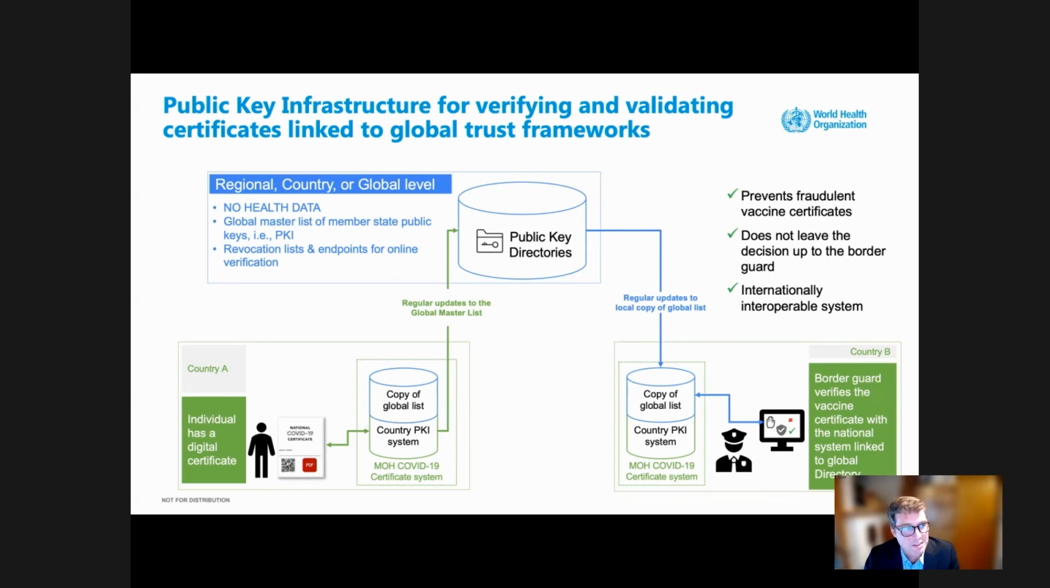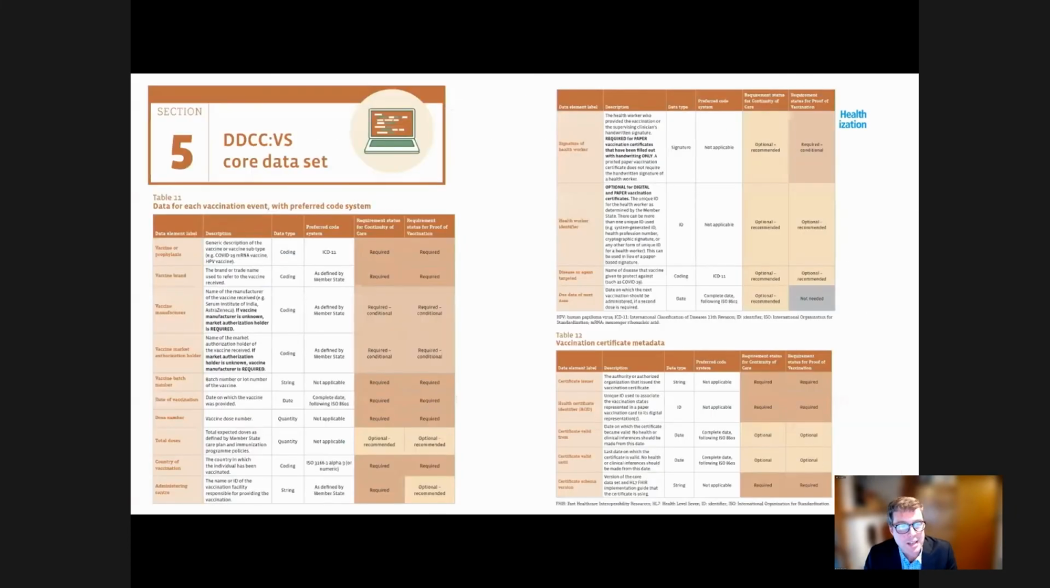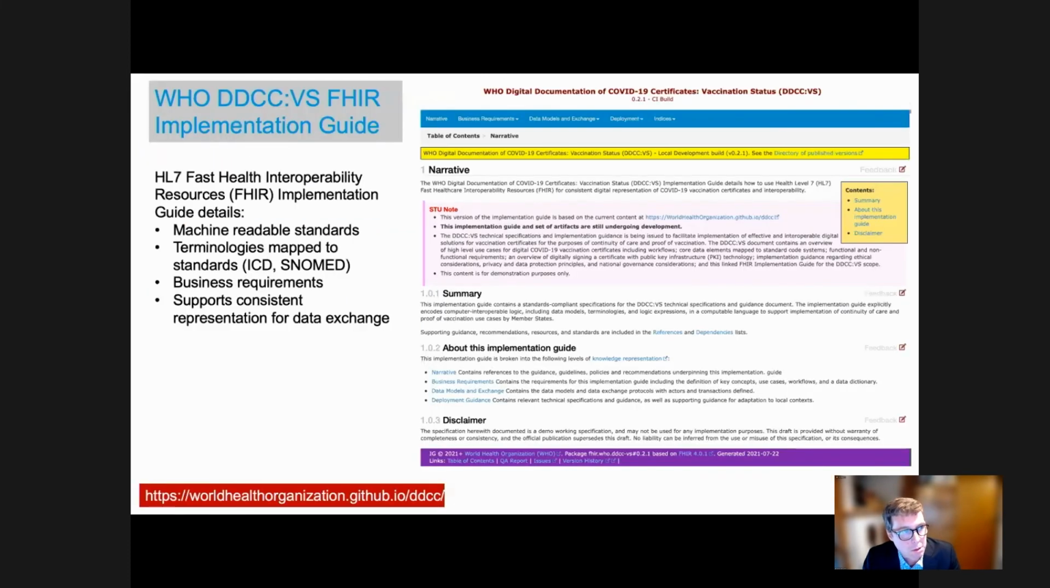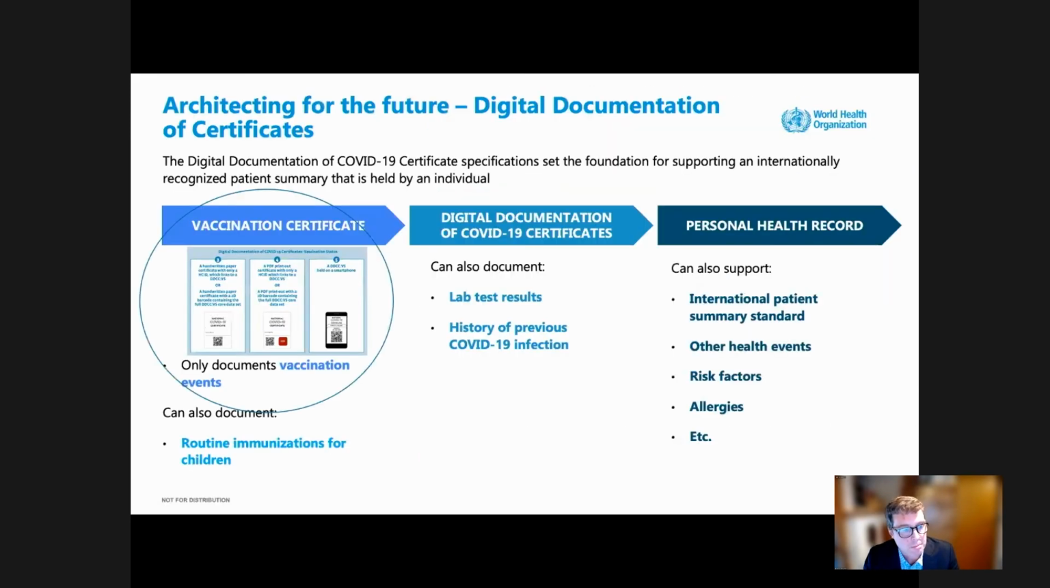We recognize that these systems at a global level should ensure privacy and only share relevant data when necessary. The core data set is illustrative of the optional and the required elements, and then are also detailed in the FHIR implementation guide that really helps provide specificity to how a digital solution will need to be coded so that it can be interoperable with another system.